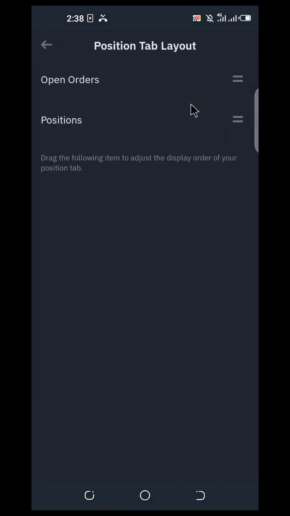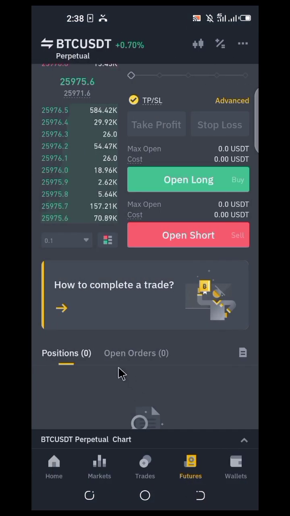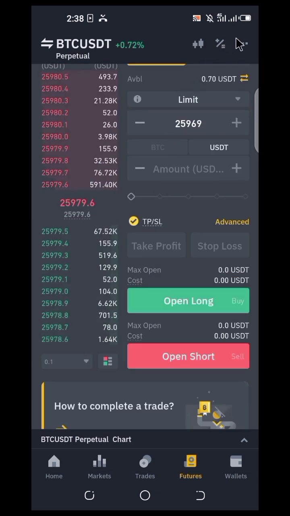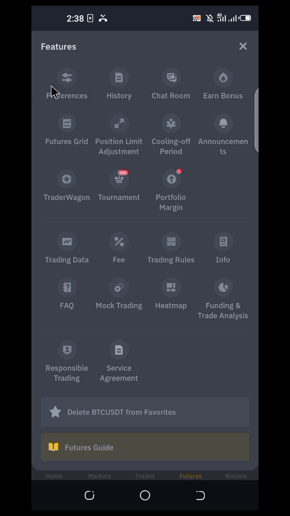So this is it. You just click on it this way, and then you switch the positions this way. Let's go back. Remember the open orders were first. Let me go back and see. Right now you see that the open orders has become second, and the position orders are first. So basically that is what that option allows you to do.